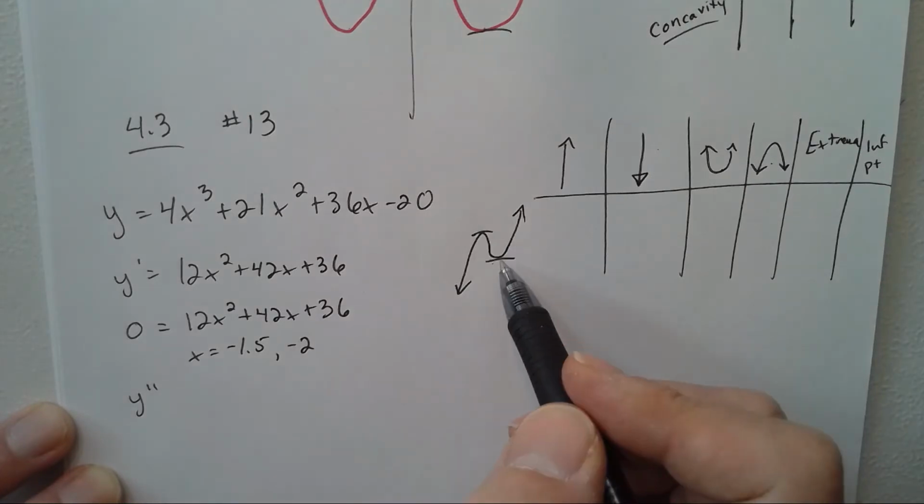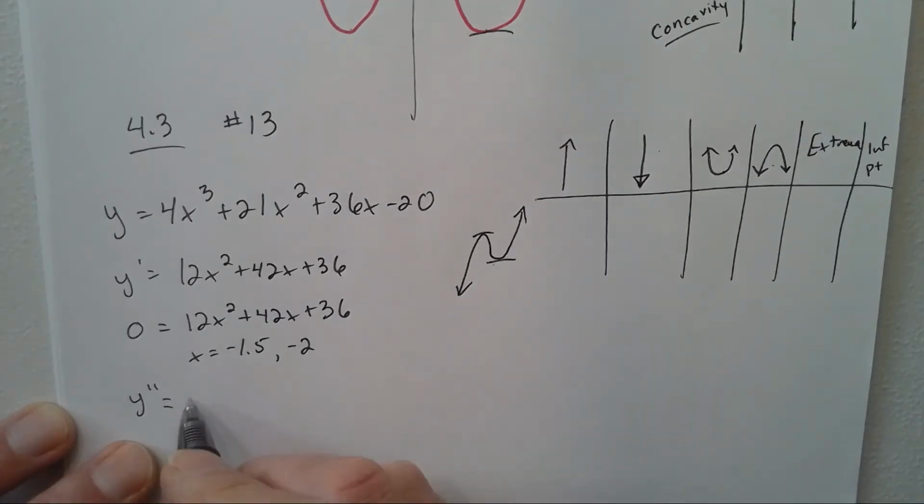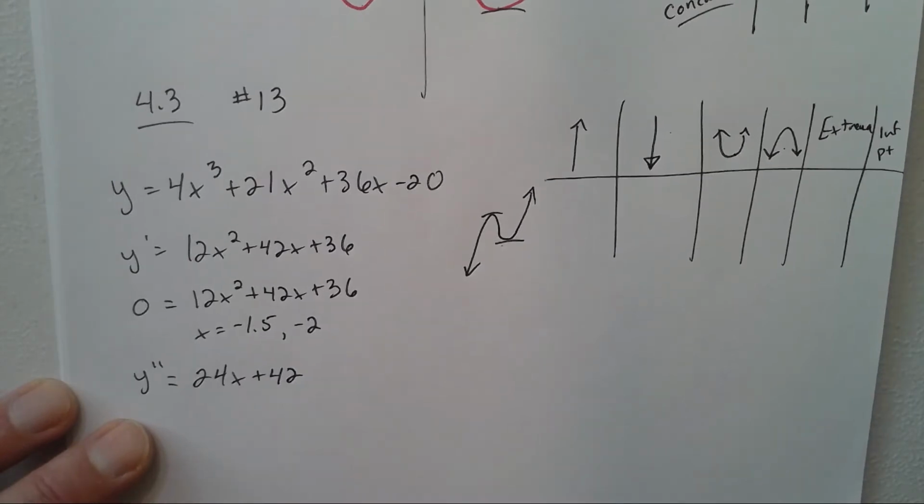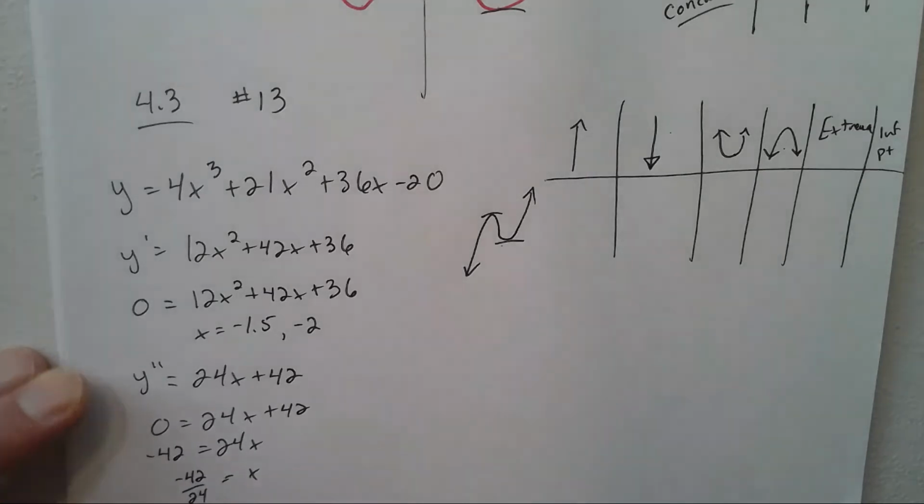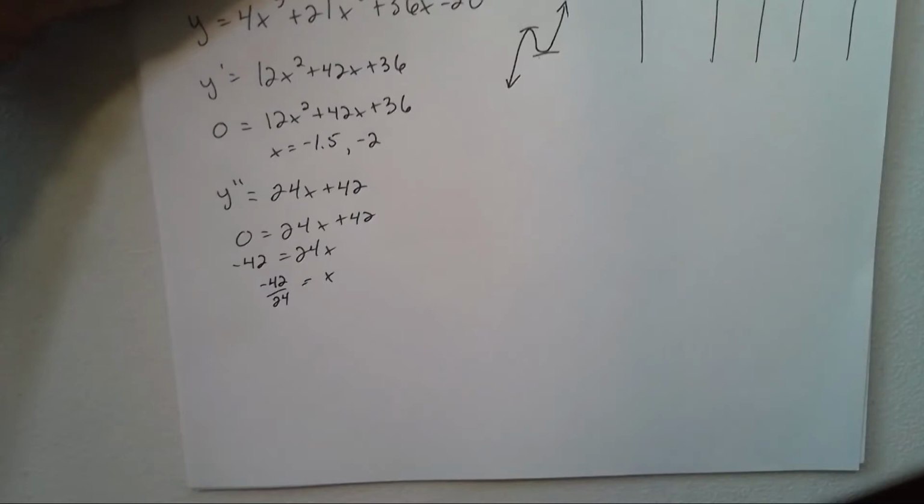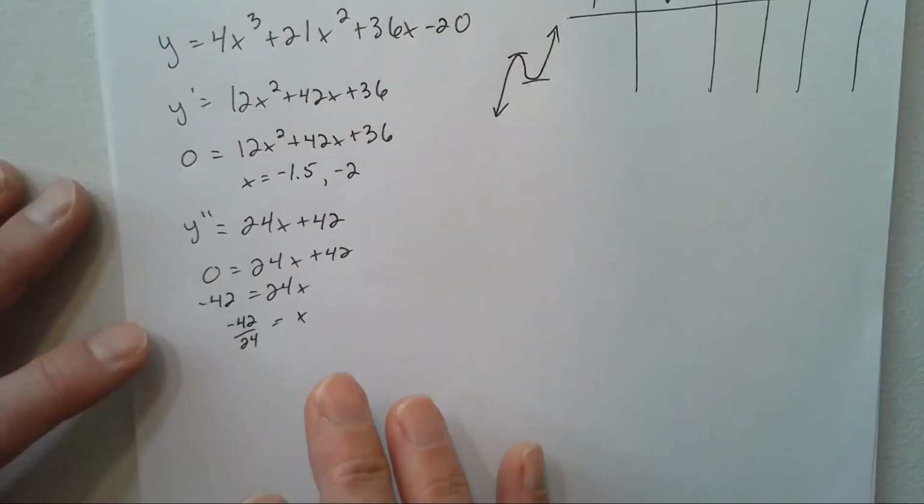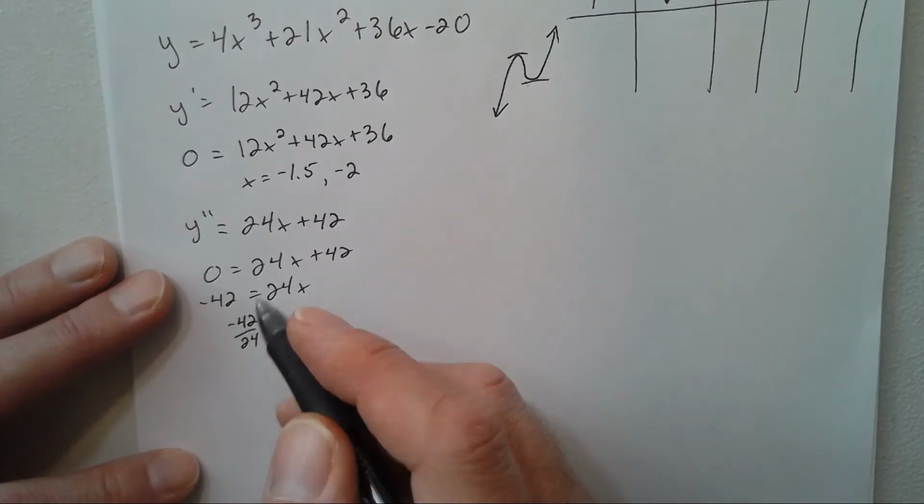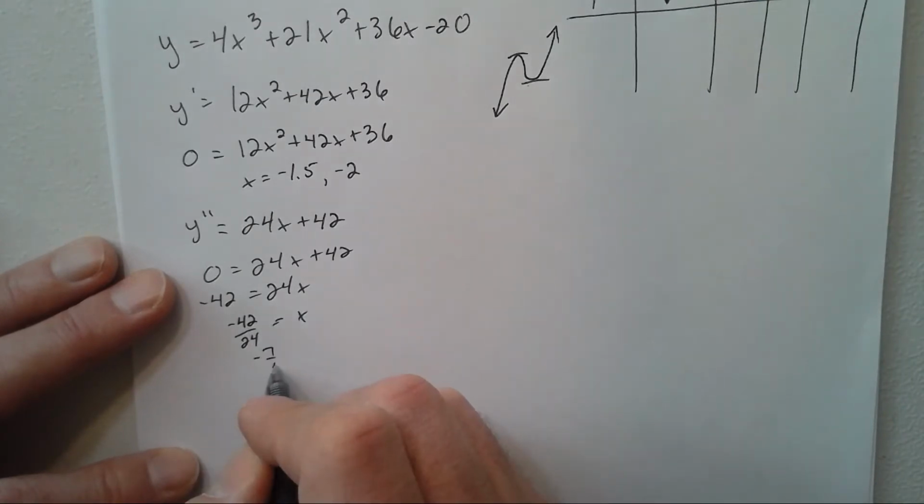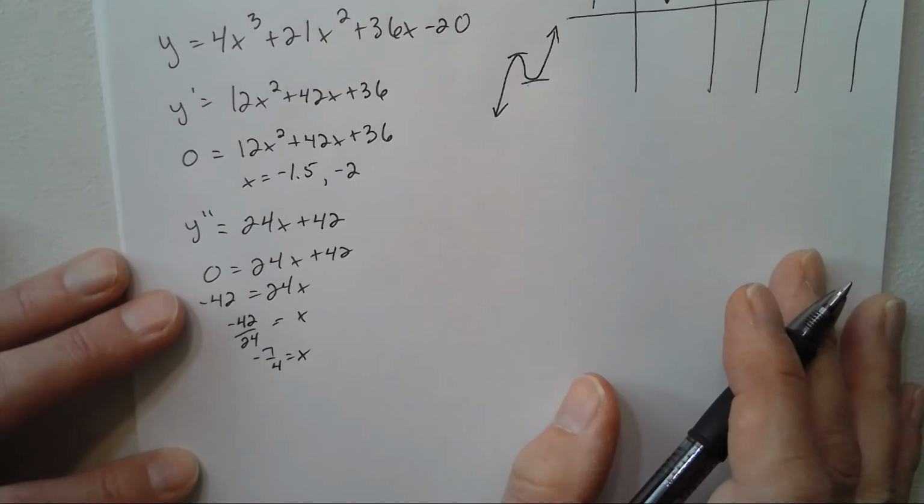So second derivative, 24x plus 42. Set it equal to 0 and solve. So x equals negative 42 over 24, 21 over 12, negative 7 over 4, negative 7/4. Okay, so that's our inflection point where our second derivative is 0.